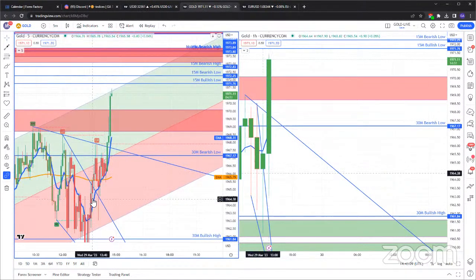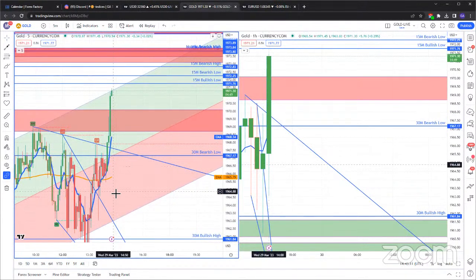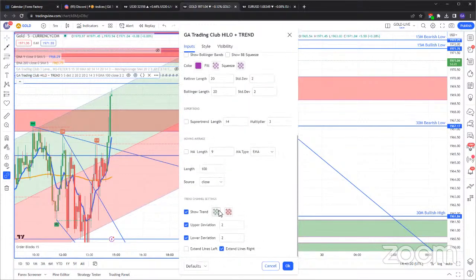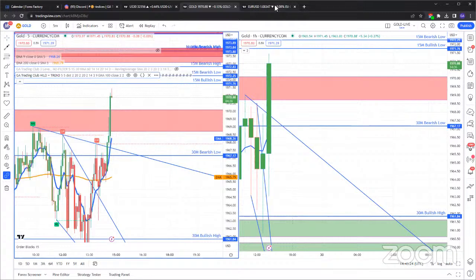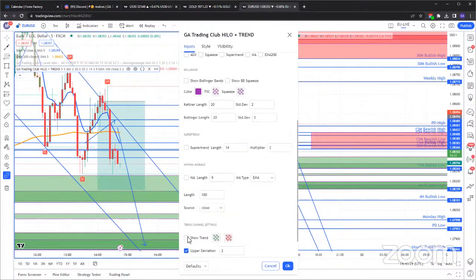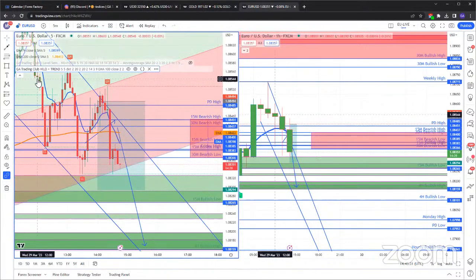Gold went out of this bearish channel and went into a bullish channel. So I do expect gold to keep moving up. For US 30 and EU, I can almost guarantee that they're in a bearish channel. Let's see if we turn that on. Yep, there you go. We're in a bearish channel, right?